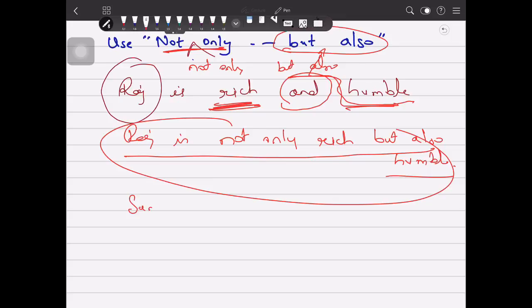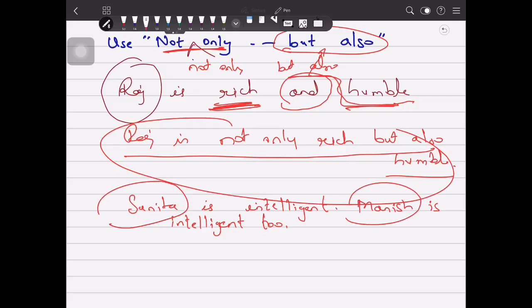If the question is this: Sunita is intelligent, Manish is intelligent too. Now look at this sentence. Sunita is intelligent, Manish is also intelligent. We can see that there are two different objects, Sunita and Manish, and both of these objects are given the same quality. Both of them are intelligent.